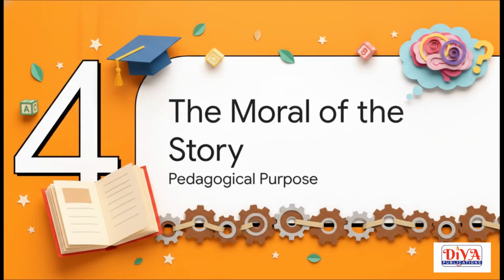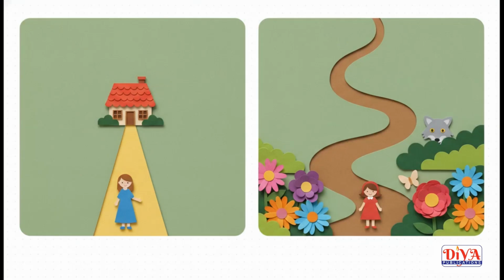Section 4. The moral of the story. Let's dig into the pedagogical purpose. All right, now that we've ridden the roller coaster of that narrative, let's put our educator hats on. Why was this specific story engineered this way for a textbook? Well, it brilliantly uses contrast to teach cause and effect to young readers.